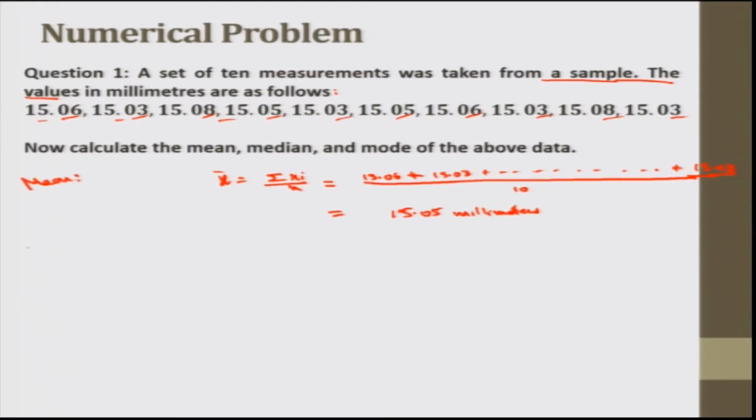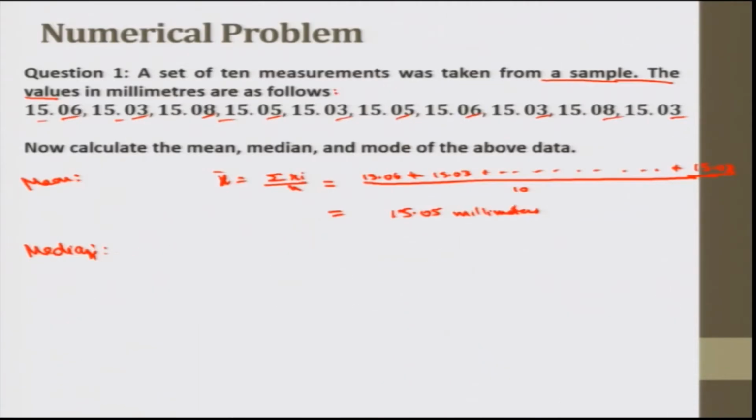This is the mean. Next is the median. For the median, as I said, we need to first arrange the data in an order. The order that is generally selected is ascending order. So, I will arrange the data in ascending order. The smallest value here is 15.03, the first value. The second value is again 15.03. The third value is 15.03. I missed this one.